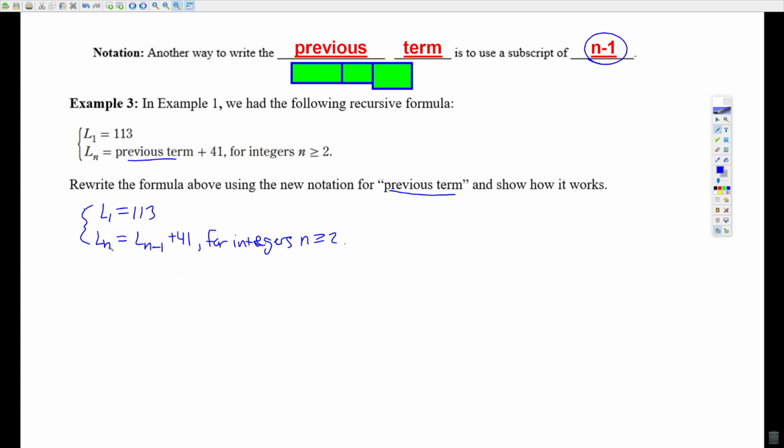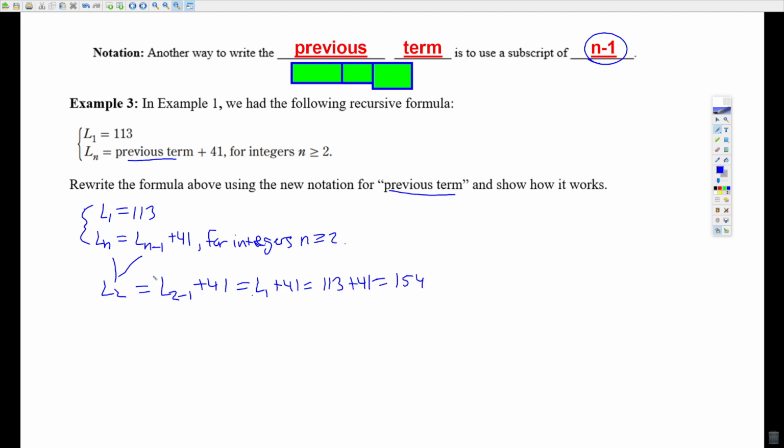I'm going to show you how this works. If we want to find the second term, you would do L sub 2. And over here, we're plugging in 2 in both spots. So it'd be L sub 2 minus 1 plus 41. Well, what is L sub 2 minus 1? That's the same thing as saying L sub 1 plus 41. And L sub 1 we know is back here, 113 plus 41, right? And that's where we got our 154, right?